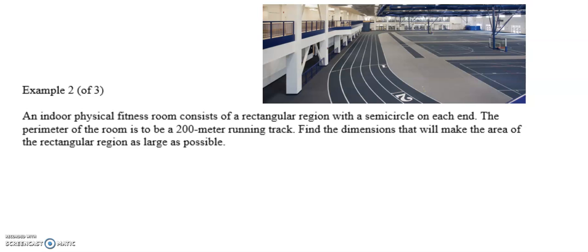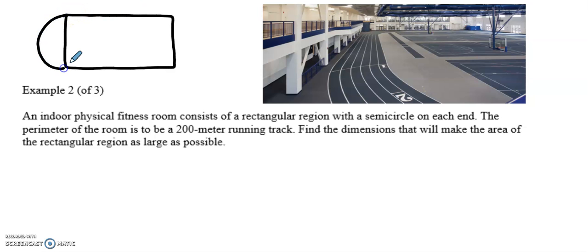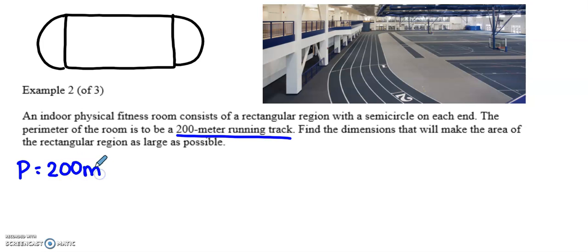So let's start with all of our given information. We have a rectangular region with a semicircle on each end. Makes sense, right? Looks like the inside of our field house. The perimeter of the room is to be a 200-meter running track. So that's going to be something that will help us. The perimeter is going to be equal to 200 meters.